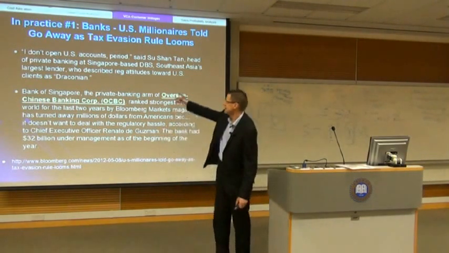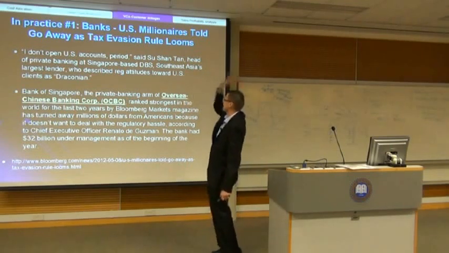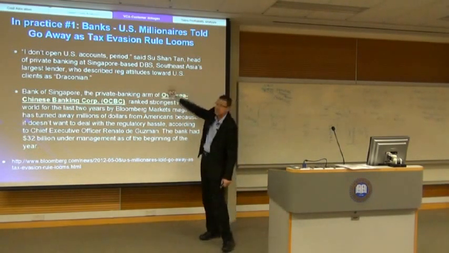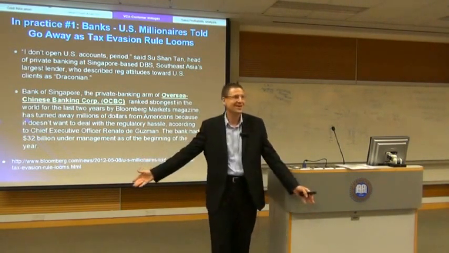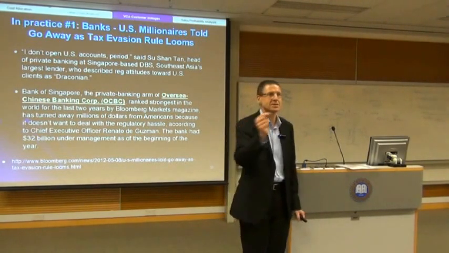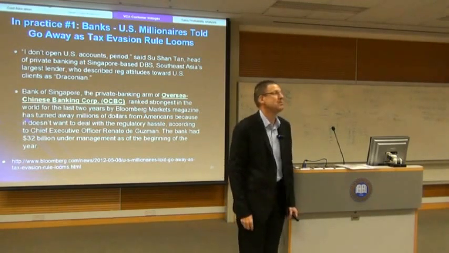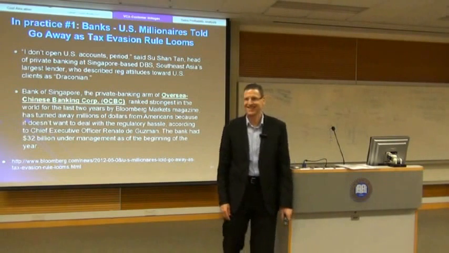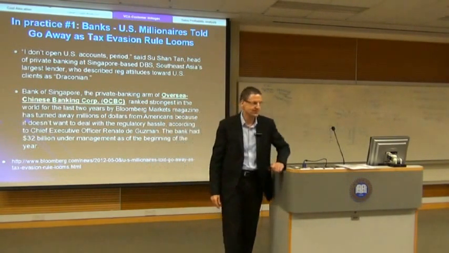Wow. Look at this. "I don't open US accounts, period," said the head of private banking at Singapore-based DBS, a large bank out of Singapore. Clear. All right? That's a decision being made because that type of customer is not as profitable. It's burdensome. It's an administrative burden. Okay? So, this is real. This is not textbook stuff.